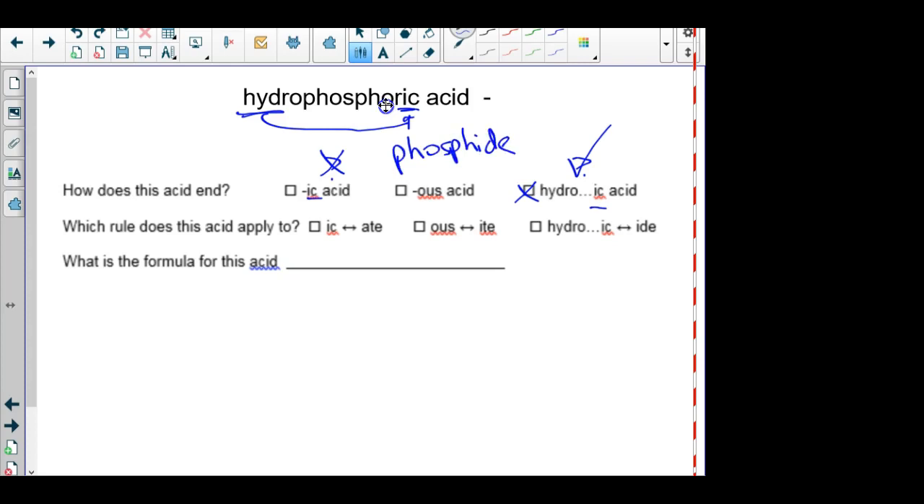because a hydroic goes to ide, or an ide made of hydroic, whichever way you want to look at it. And this is P3-. P3-, so that means because there's a 3- here, I put 3 H's in front of the acid.